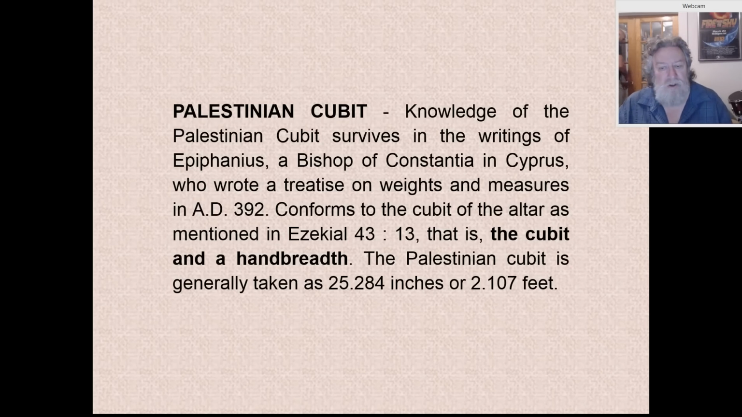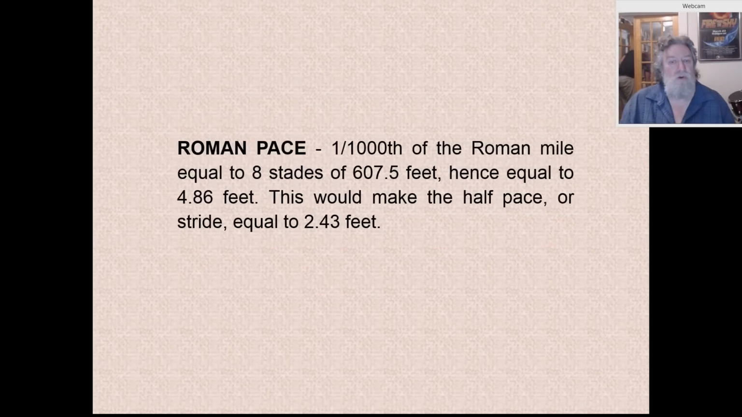Okay, so now we've got this Palestinian cubit linked into a geometric sequence along with the Riemann and the royal cubit, which perhaps suggests an ultimate origin for the Palestinian cubit, perhaps. Well, let's go on. In Roman times, there was used the Roman pace. It was 1/1000th of the Roman mile. It was equal to 8 stades of 607.5 feet. Hence, it was equal to 4.86 feet. This would make the half pace or stride equal to 2.43 feet.